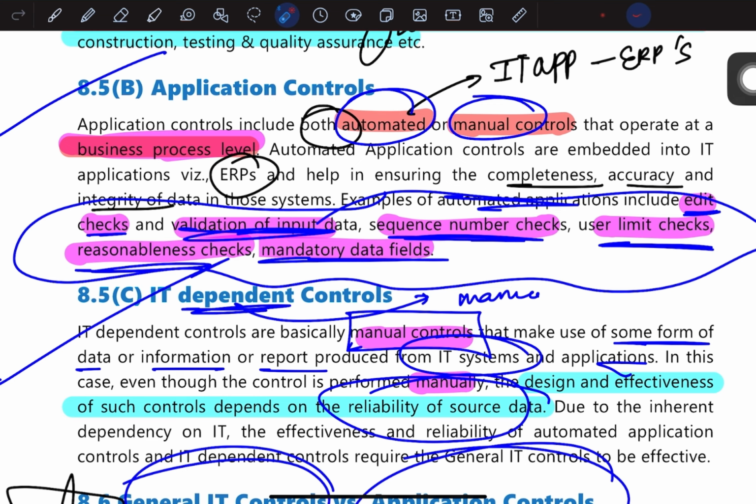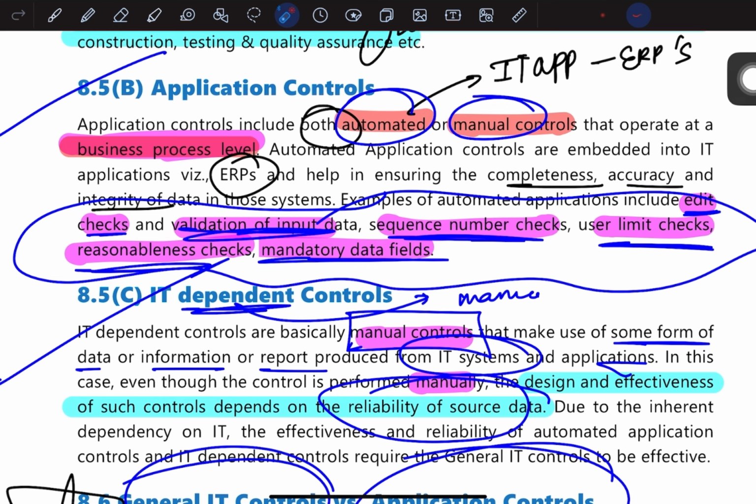So application controls have both automated and manual controls, and they operate at business process level. Automated application controls are embedded into IT applications, ERPs, and help in ensuring completeness, accuracy and integrity of data. So here the examples are important. Examples of automated applications include edit checks. These examples are important, because they can list out an example and ask you to say which type of control it is.